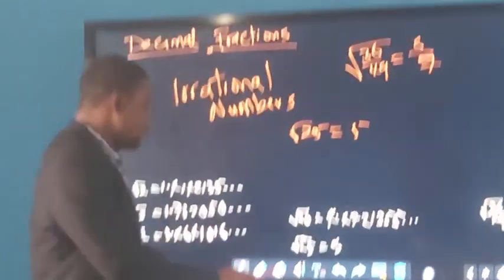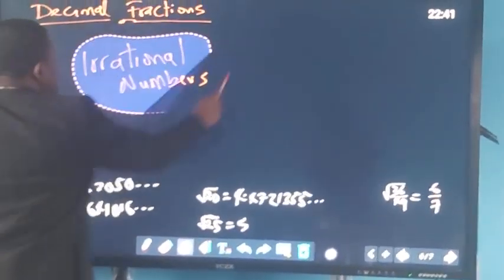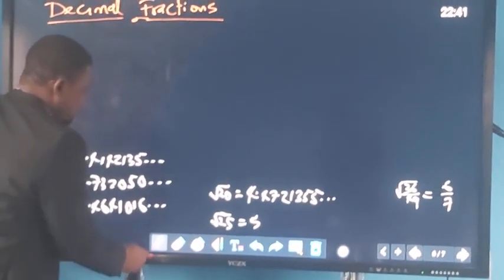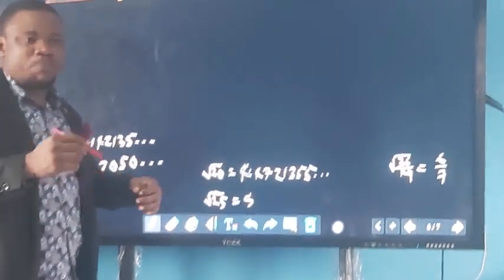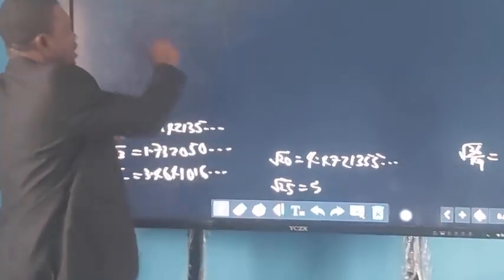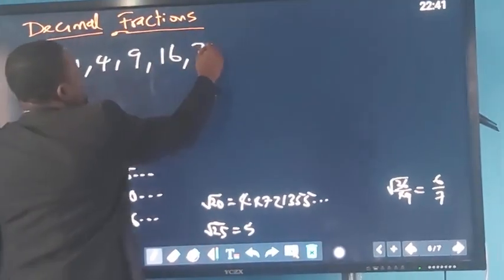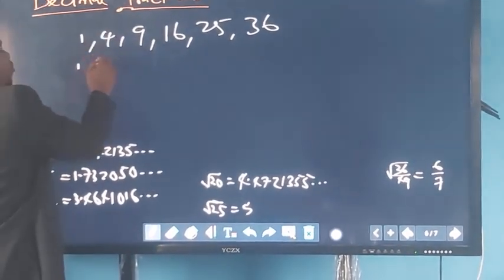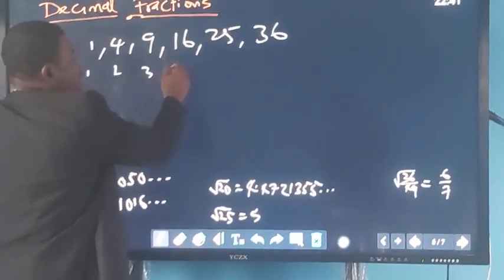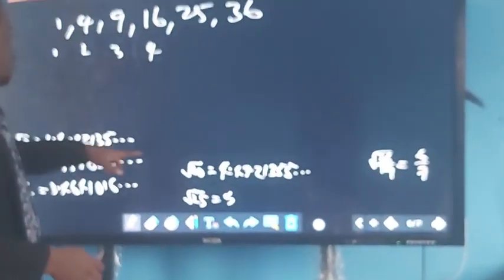In fact, just as a simple rule, for it to be irrational, as long as the number is not a perfect square, the square root must be an irrational number. Perfect squares are numbers like 1, 4, 9, 16, 25, 36. Because if you find the square root of 1, you get 1. The square root of 4, you get 2. The square root of 9, you get 3. The square root of 16, you get 4, in that order. So these perfect squares, if you get their square roots, they will give you whole values, not irrational values.